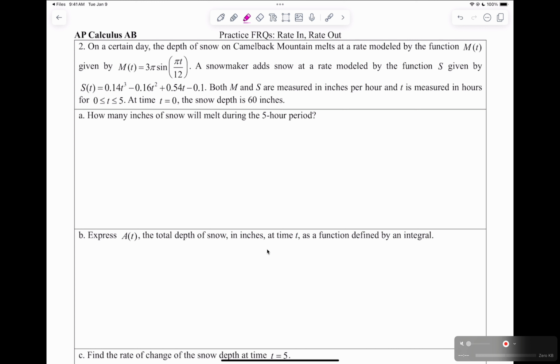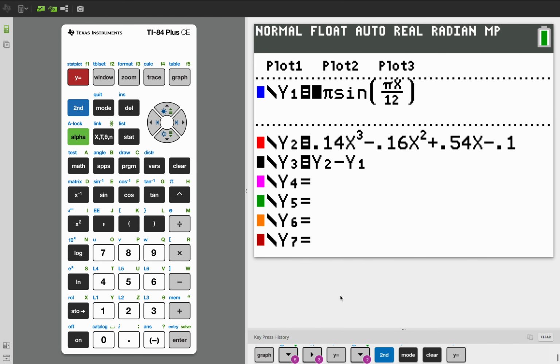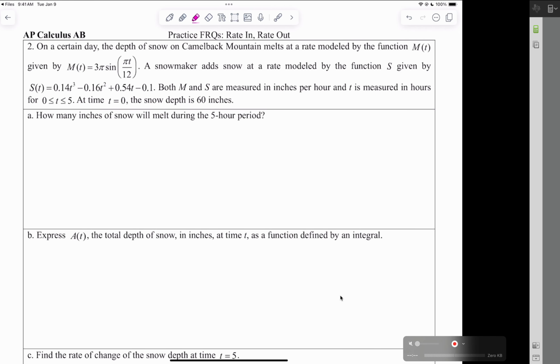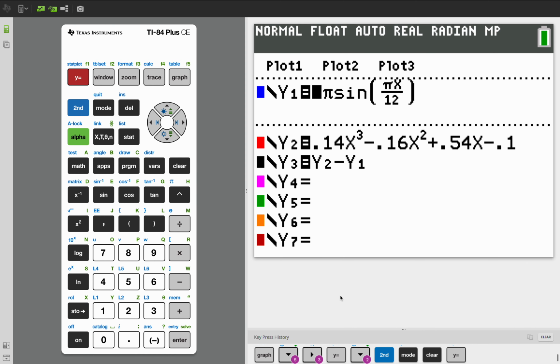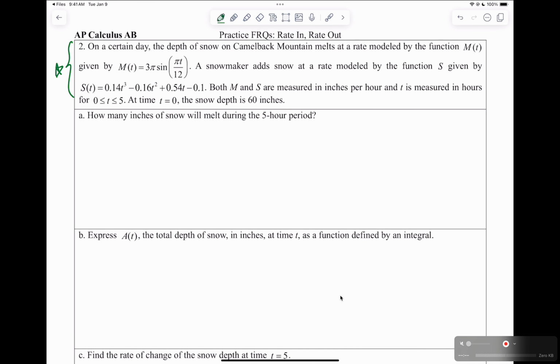But be sure to pause the video if I'm going too fast. Right here, I already have the two functions of m of t and s of t on my calculator, with y2 minus y1, my rate in, which is the total snow. Obviously, you want to read the stimulus first, because you're going to be confused if you don't. So read this first, type everything into the calculator, and then we are going to work on these four problems.